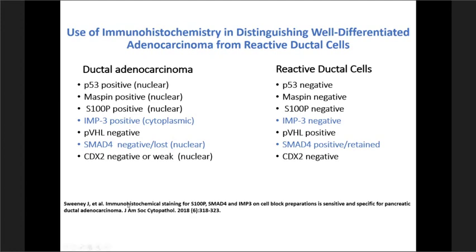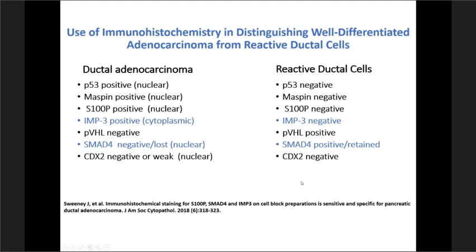I have a reference here which basically gives you an idea of what our experience has been. So for ductal adenocarcinoma, remember that SMAD4 would be lost in about 55% of the cases. If it's positive, it's nuclear, but if it's lost, that's what you would expect to see in cancer. Similarly, IMP3, which is a U3 small nucleolar ribonucleoprotein, is basically a cytoplasmic stain as an IHC. And similarly, S100P, which is a calcium binding protein, would end up being a positive or nuclear stain for ductal adenocarcinoma, and vice versa would be negative for the reactive ductal cells.